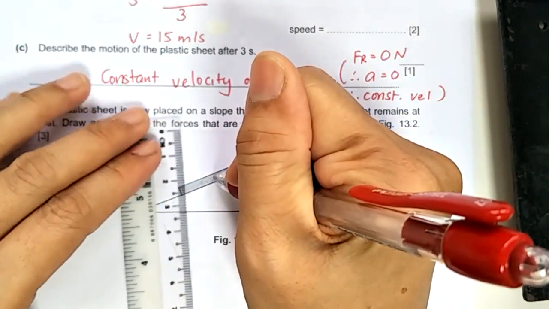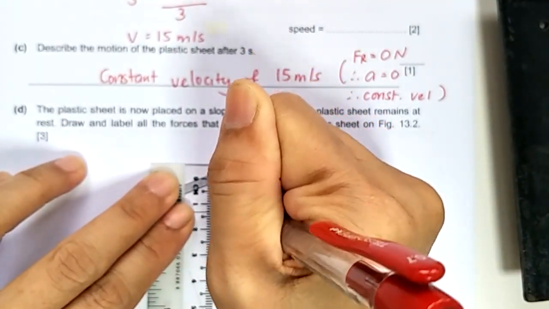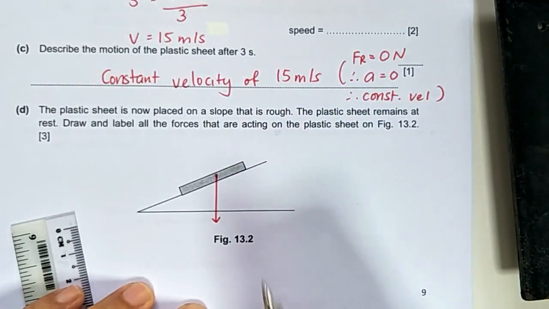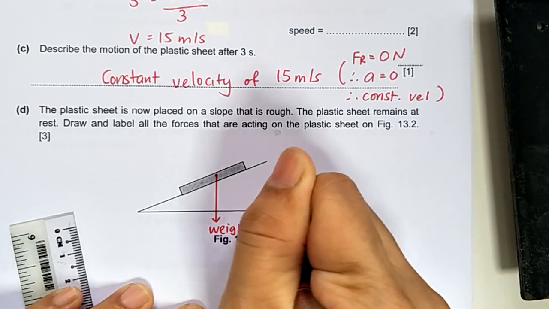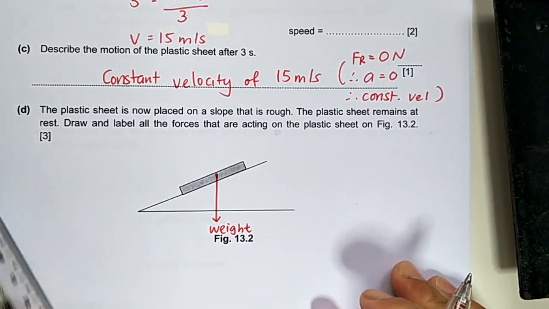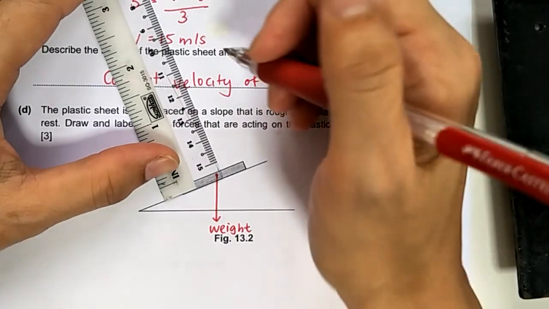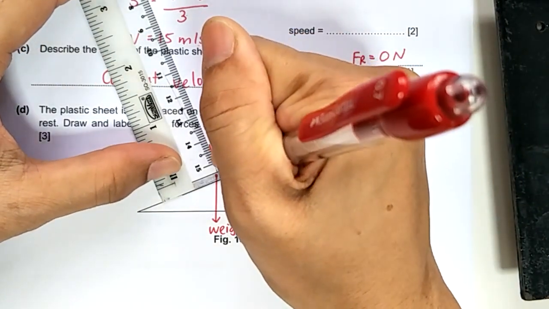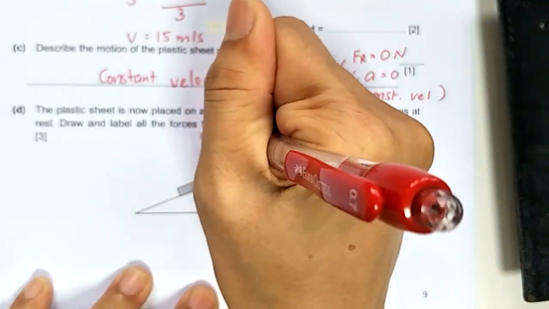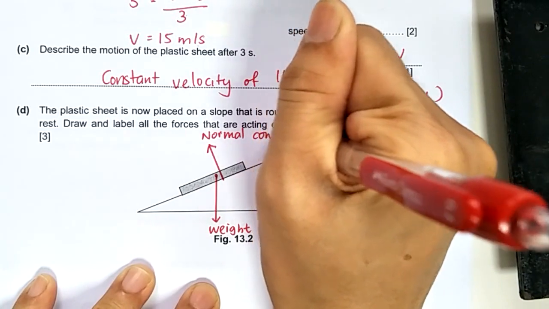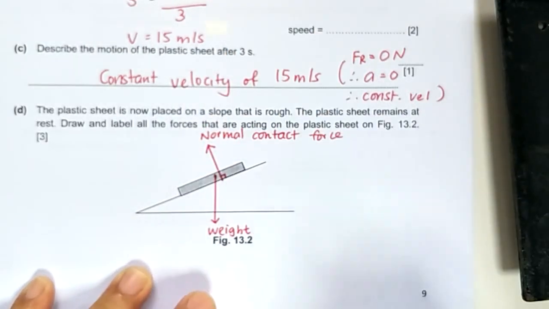The easiest one to draw, of course, is the weight. Remember, you have to draw from the middle of the object vertically downwards. So that is the weight. You always label. Normal contact force. Normal means 90 degrees. So make sure it's 90 degrees. And you draw a force that is towards the object. Okay, so that is normal contact force. Again, labeling is important. If you want, you can draw a 90 degrees.